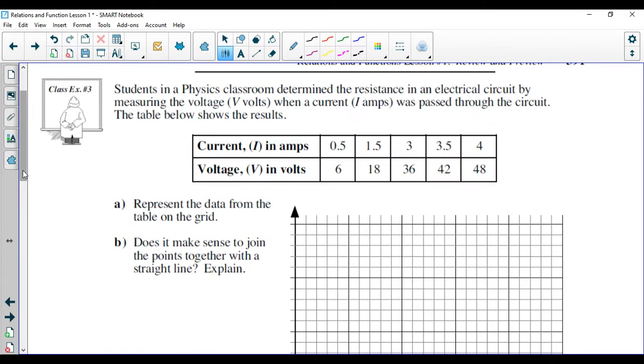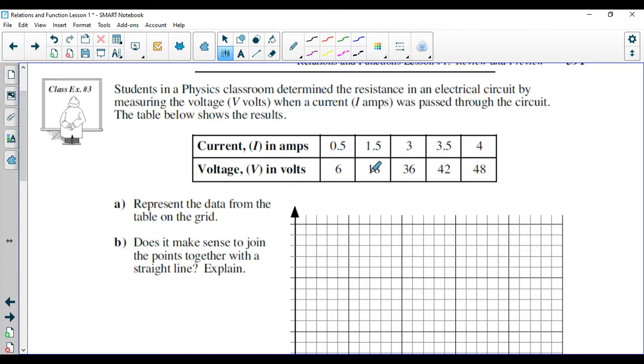Okay, third example. It says students in a physics classroom determine the resistance in an electrical circuit by measuring the voltage in volts when a current, which we're going to represent with the variable I, in amps, is passed through the circuit. The table below shows the results. It says to represent the data from the table on the grid.